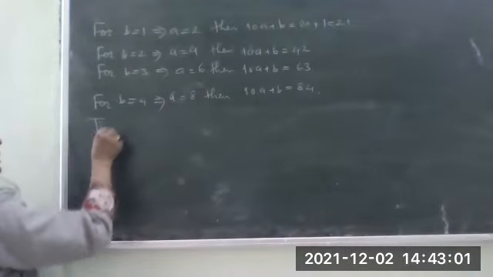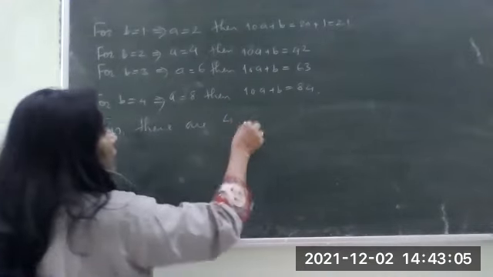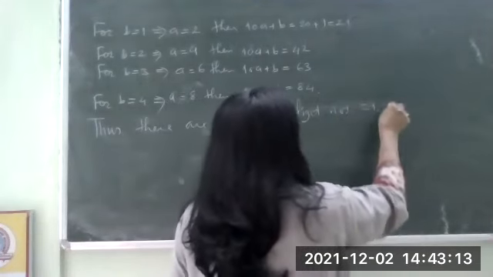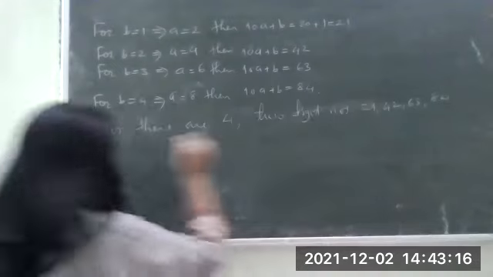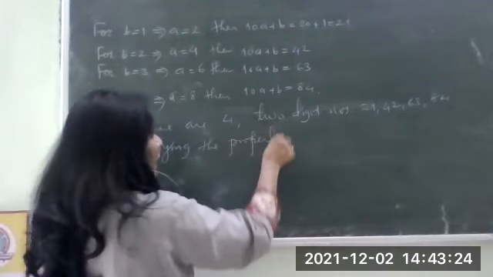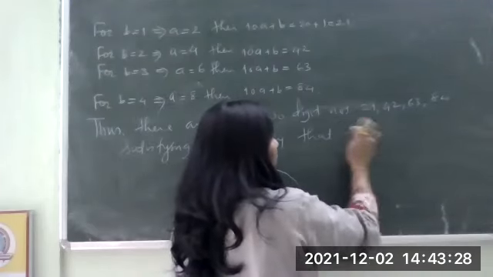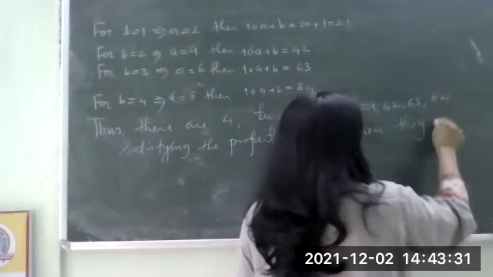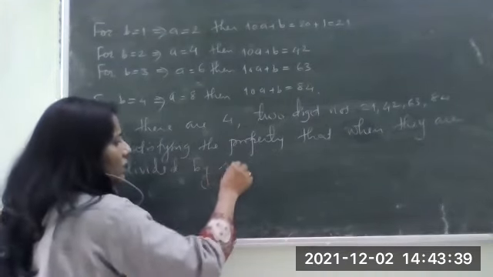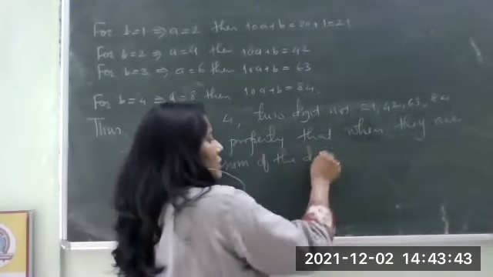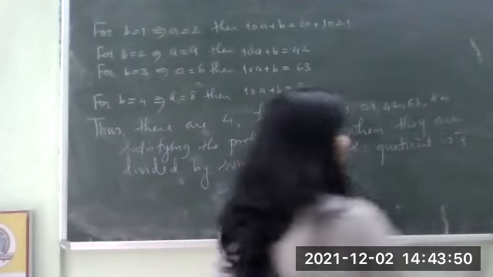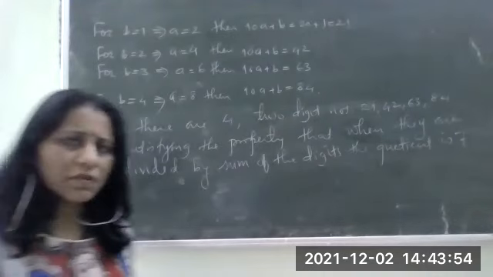So thus there are 4 two-digit numbers, 21, 42, 63 and 84, satisfying the property that when they are divided by the sum of the digits, the quotient is 7. This is the answer.